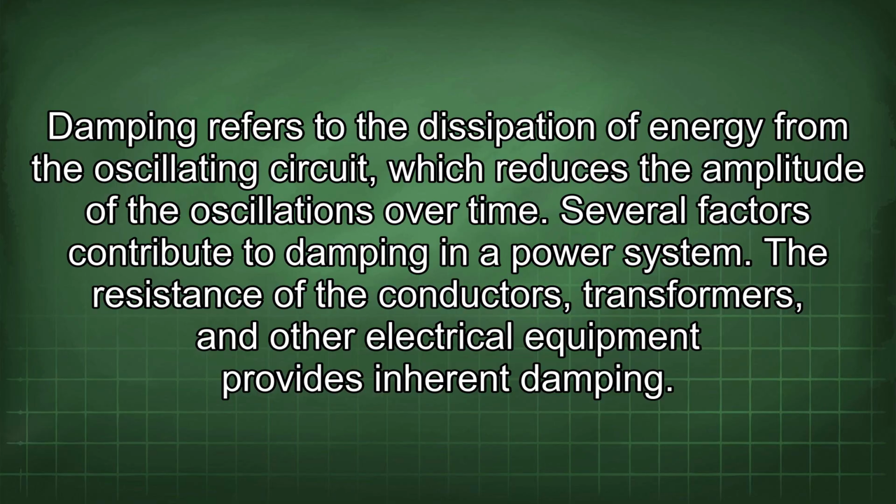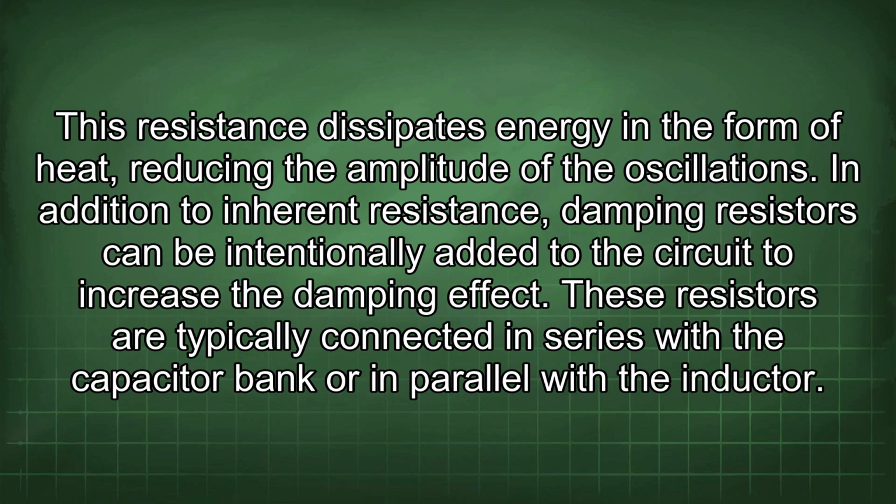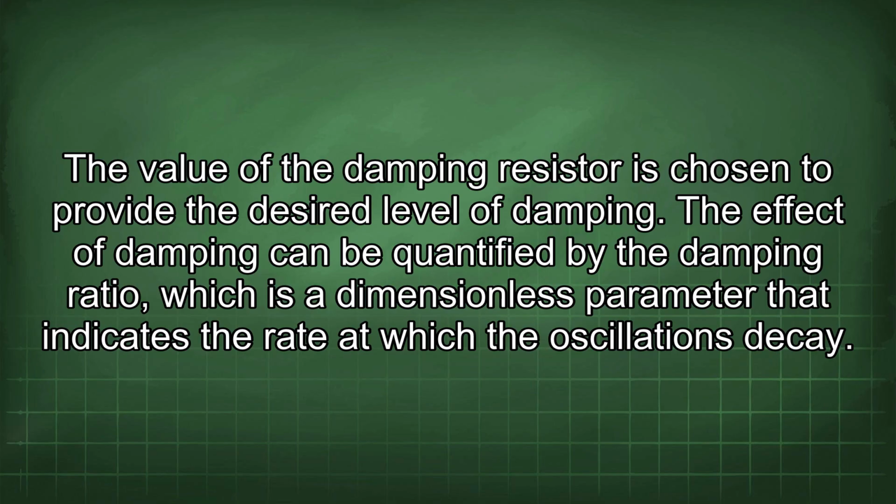Several factors contribute to damping in a power system. The resistance of the conductors, transformers, and other electrical equipment provides inherent damping. This resistance dissipates energy in the form of heat, reducing the amplitude of the oscillations. In addition to inherent resistance, damping resistors can be intentionally added to the circuit to increase the damping effect. These resistors are typically connected in series with the capacitor bank or in parallel with the inductor. The value of the damping resistor is chosen to provide the desired level of damping.